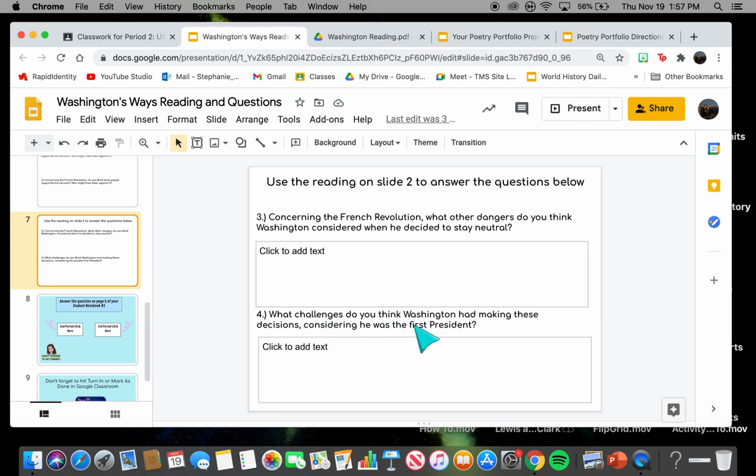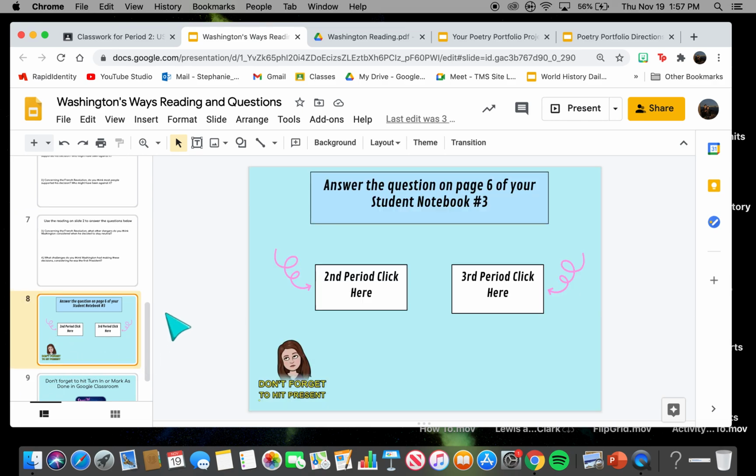And then what challenges do you think Washington had making these decisions, considering he was the first president? These are a lot of big decisions to make as the first president of the United States. There's a lot of pressure. So what kind of challenges do you think he faced? Remember, he's the first president. And the presidency is one of the most stressful jobs that there is out there. You're responsible for a lot of things.